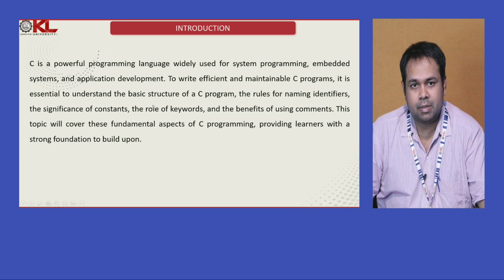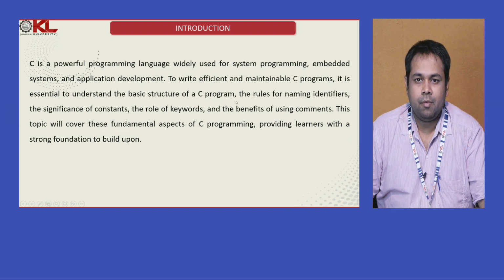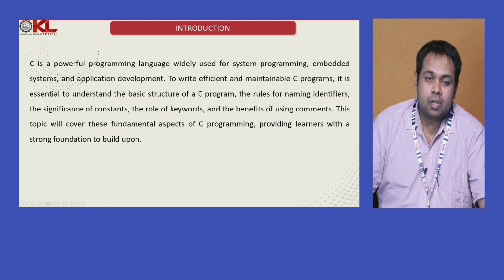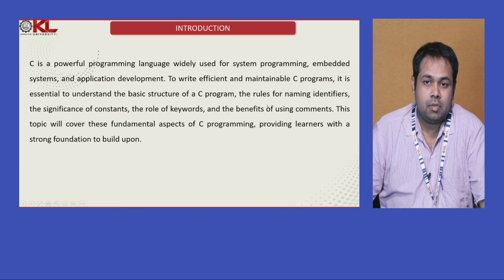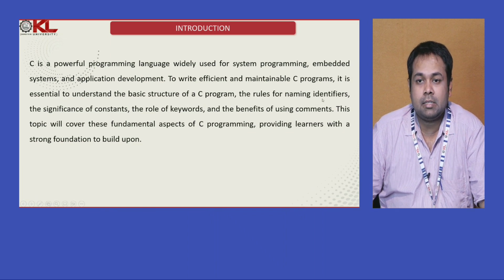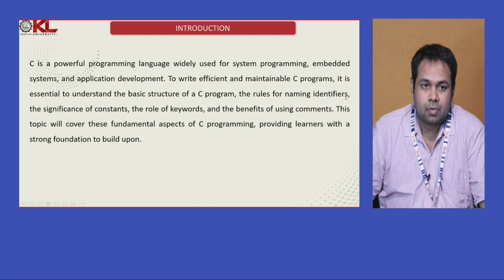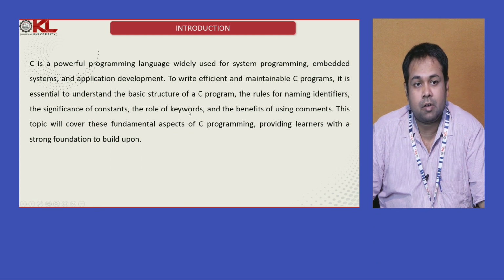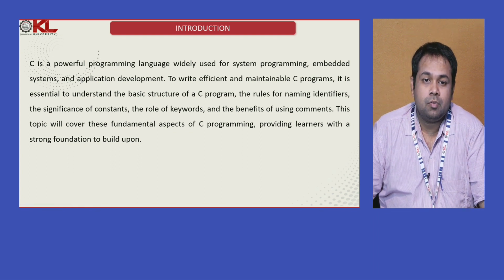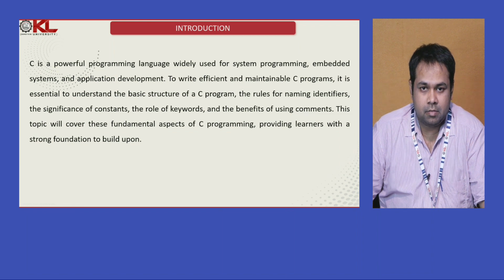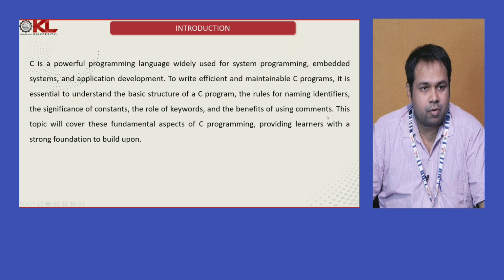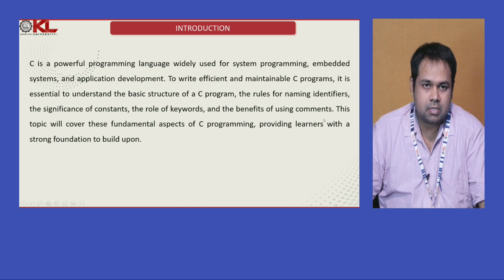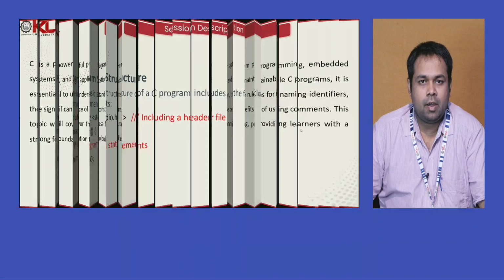After understanding the basic structure of C program, we are going to look at the rules for how we name a particular variable. There are certain rules available, which we call identifier rules. What is the purpose of constants and the role of keywords? What a keyword is and the role of each keyword, we are going to see here in short. And what is the benefit of using comments, that also we are going to check and discuss in this session. So let us go ahead.